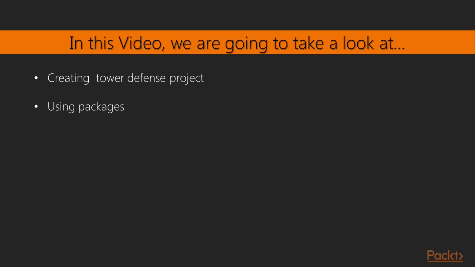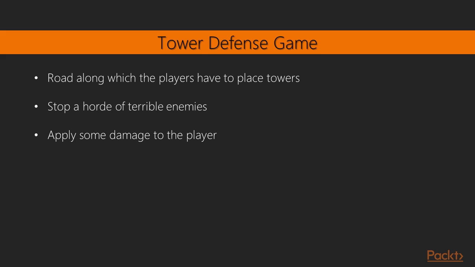In this video, we will create a new project called Tower Defense and use a package to create our defense game. In the previous sections, we worked on both our platformer game and the RPG. Here, instead, we will see how we can use Unity to create a tower defense game. Usually, in these kinds of games, there is a road along which the players have to place towers. This is in order to stop a horde of terrible enemies that try relentlessly to reach the end of the path to apply some damage to the player.